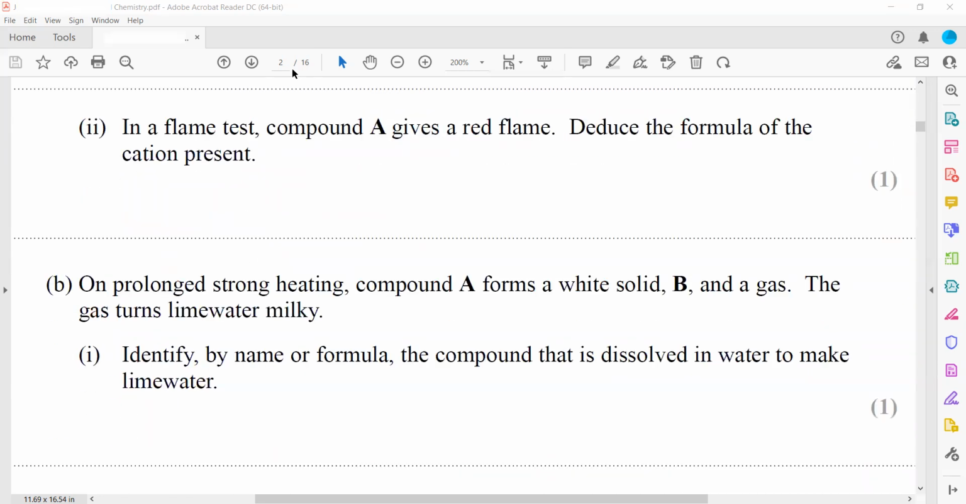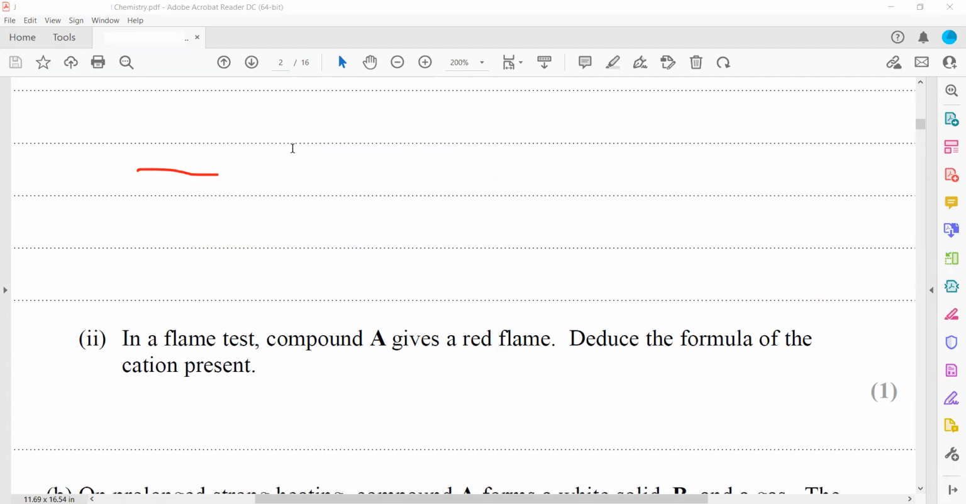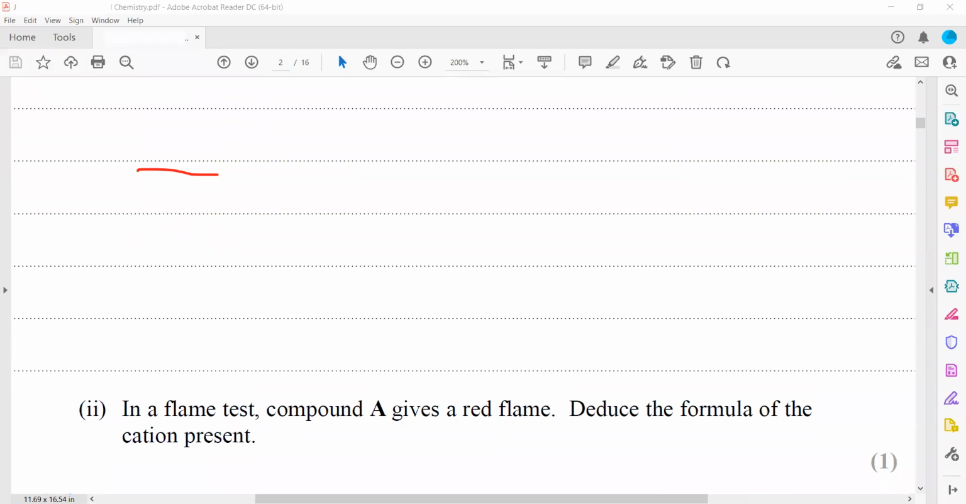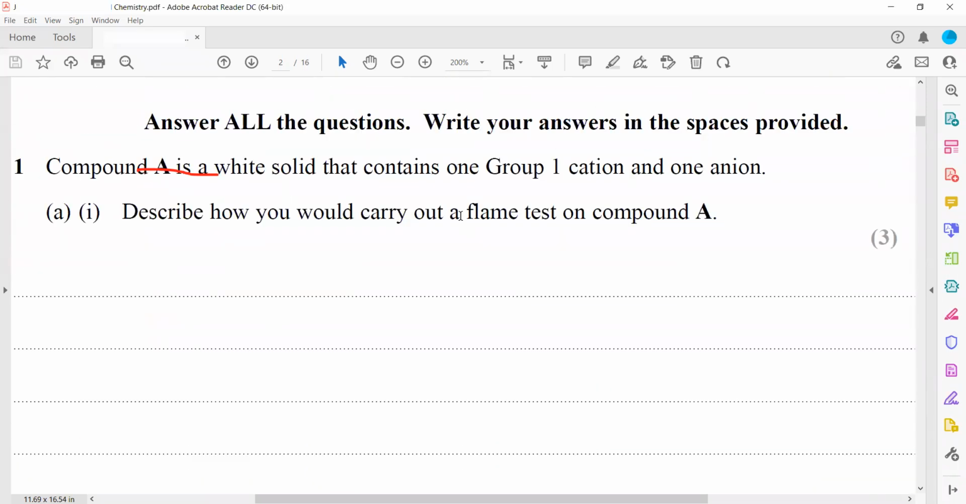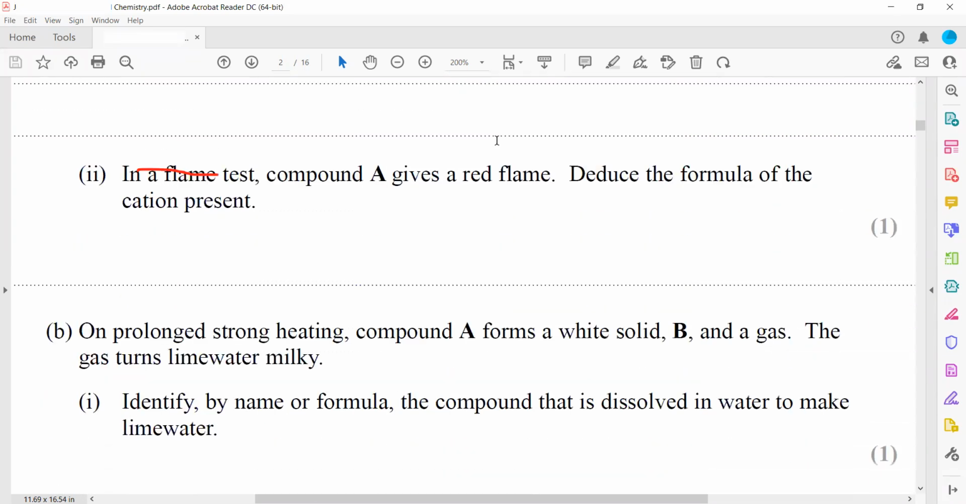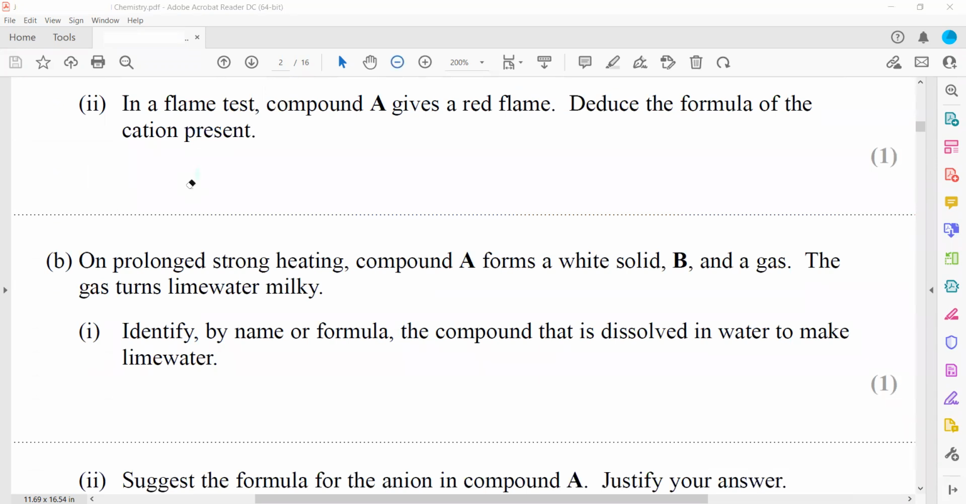In a flame test, a compound gives a red flame. Deduce the formula of the cation present. So it's a red flame. As they already mentioned in the beginning of the question, it is a group 1 element. A red flame can be for calcium, it can be for strontium, but we cannot mention that, because calcium is a group 2 element. But in the beginning of the question, they mentioned a cation belonging to group 1. So the group 1 cation which gives a red flame is lithium.